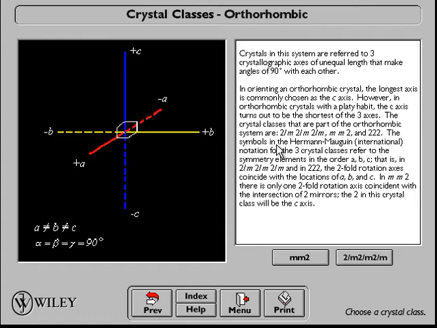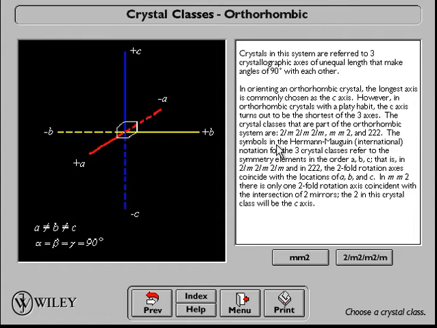Crystals in this system are referred to three crystallographic axes of unequal lengths that make angles of 90 degrees with each other. In orientating an orthorhombic crystal, the longest axis is commonly chosen as the z-axis. However, for orthorhombic crystals with a platy habit, the z-axis turns out to be the shortest of the three axes.